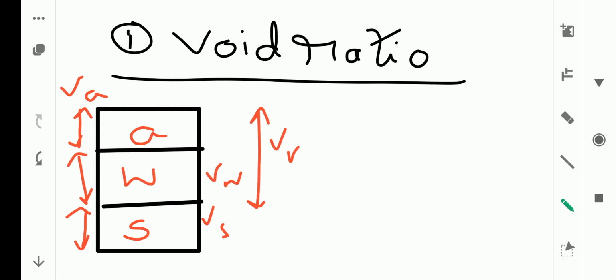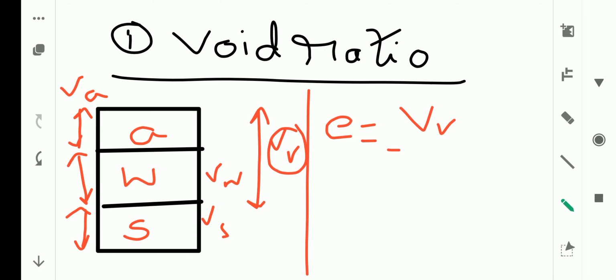So void ratio, which is represented as e, is equal to, e. A void ratio is the ratio of volume of voids to the volume of solids. Volume of voids, that means this volume of voids to volume of solids. This is volume of solids. This is how void ratio is defined. Okay, so this is the first term that we have defined, void ratio, right?